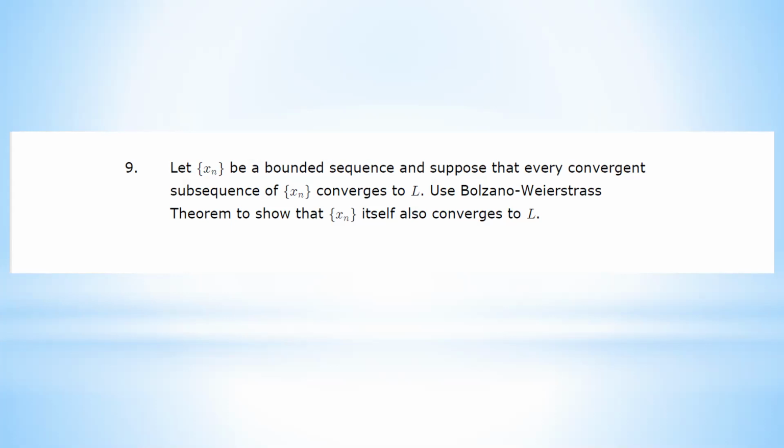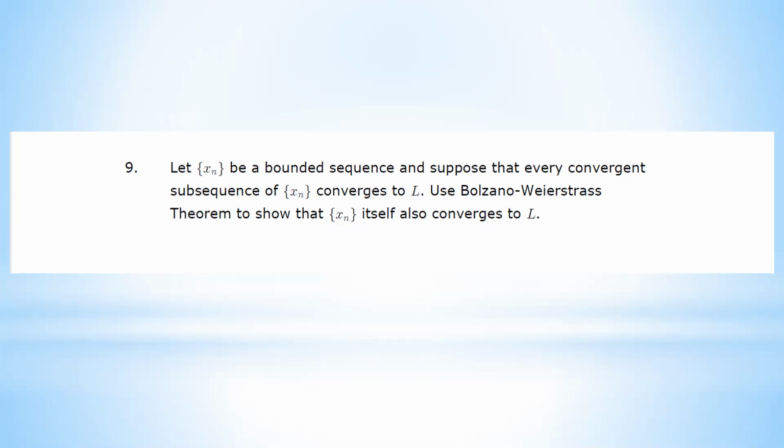So this is a very deep result related to converging subsequences and the sequence itself. But the condition is that if the converging subsequences all converge to the same limit, then the original sequence should also be converging. It's no longer just a bounded sequence. It's also a converging sequence, converging to the same limit. If you have time to think about it, later I'm going to provide the solution on this. All right.